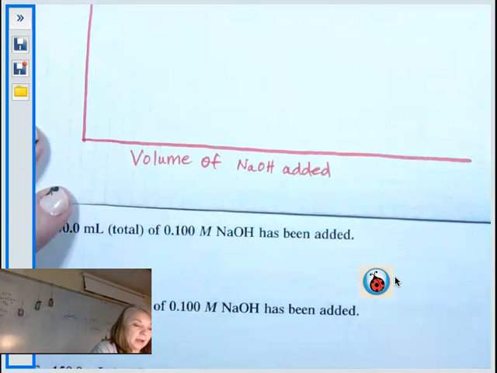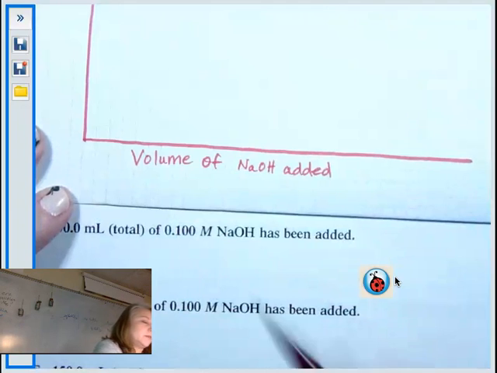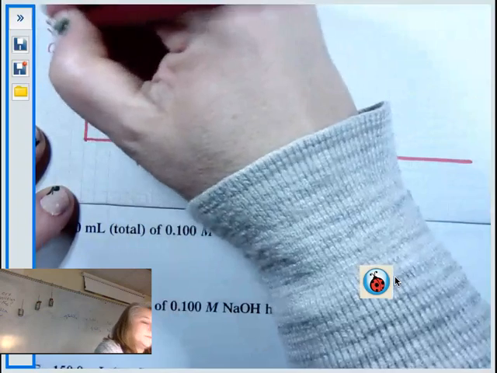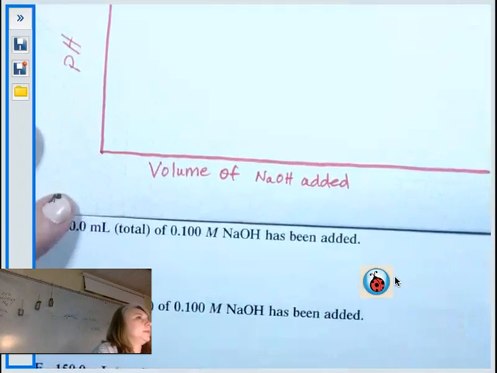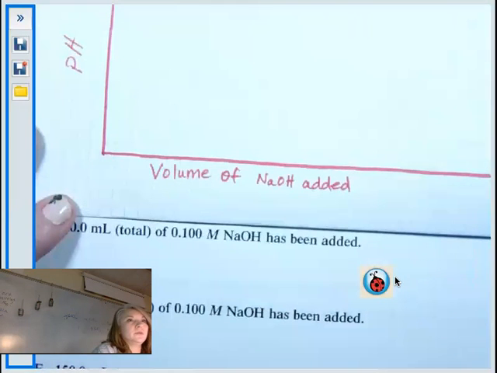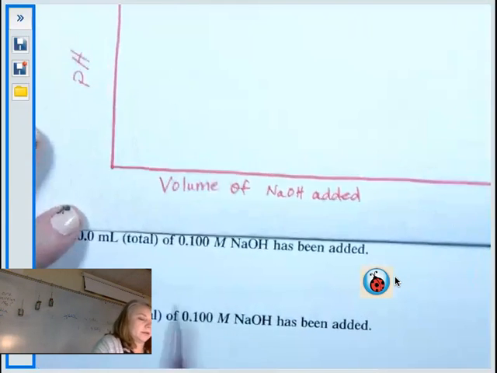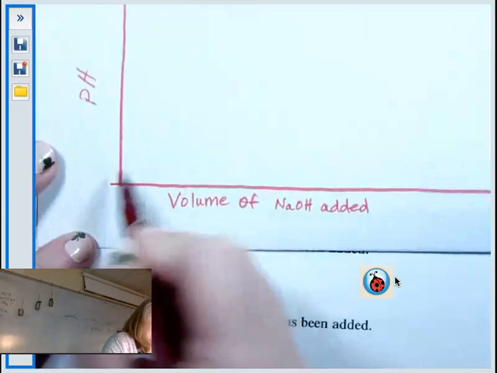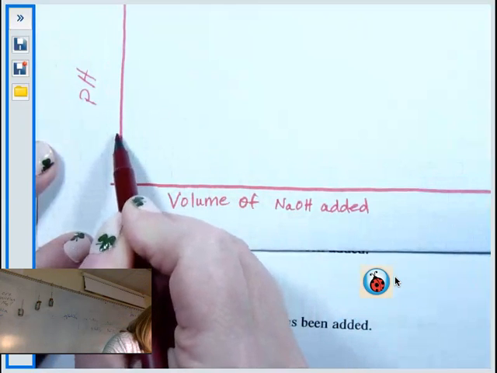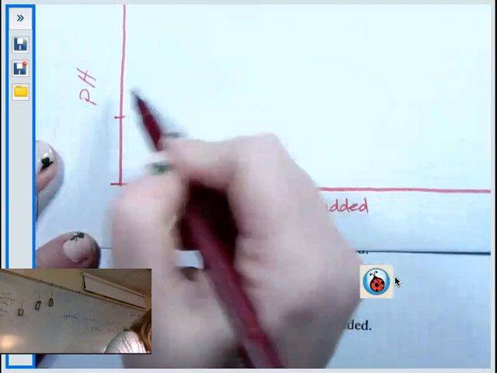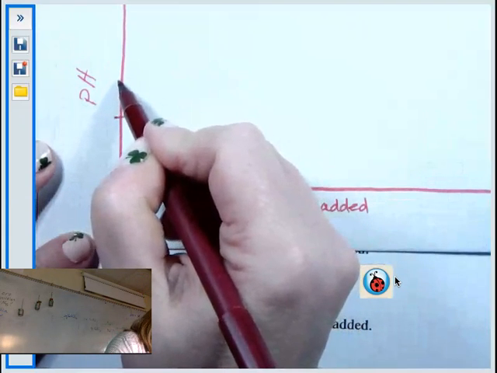I'm not ready to make the scale yet because over here on the side would be pH. Now with pH, obviously we can make a scale because we know it goes from 0 to 14 generally. Okay, so we could start that one off. That could be pretty straightforward. 1, 2, 3, 4, 5.